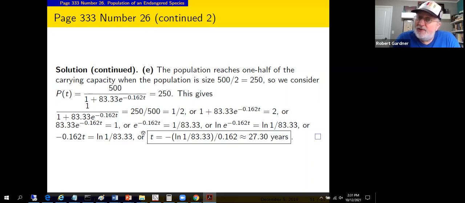Take a natural log to get rid of the exponential function, composition of inverse functions. That produces on the left-hand side the exponent negative 0.162t, and on the right-hand side, the natural log of 1 over 83.33. Divide out the coefficient of t to produce this, as we've done several times before. Feed it to the calculator, and it produces 27.3 years. Does that make sense? Yeah, that's consistent with what we saw in the previous slide. It was 29.8 years to reach a population size of 300. This is somewhat less than 300, and the amount of time is somewhat less. So that's reasonable. It's not obviously wrong.